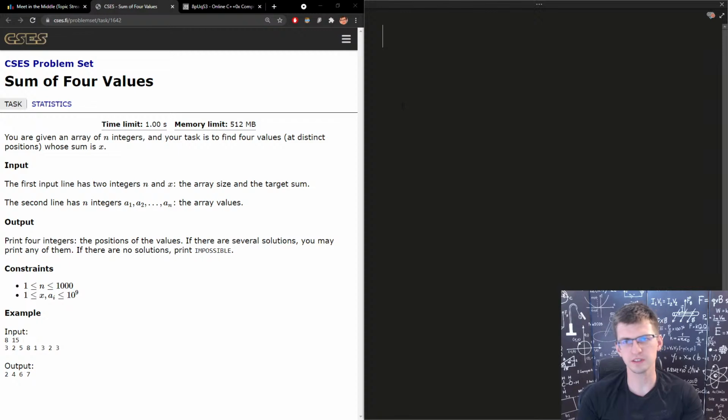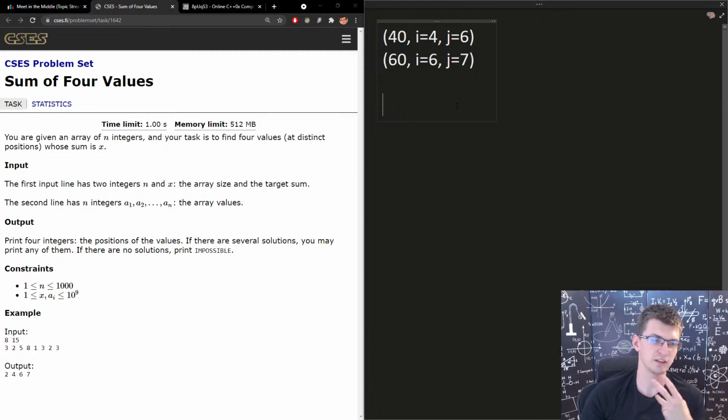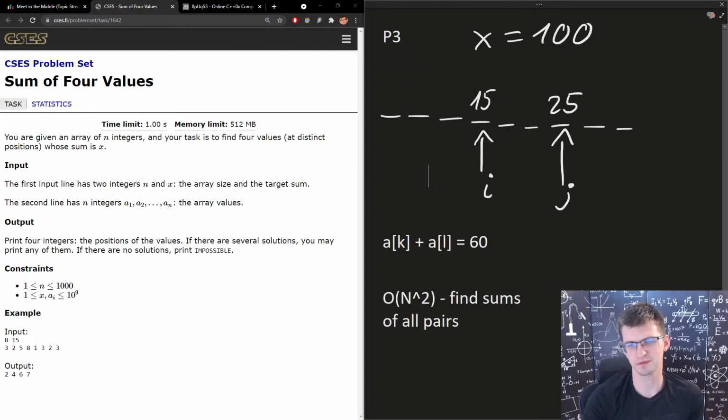So for example, in this list, we might see that we can get 40 using index i equal to 4 and j equal to 6. Also, maybe we can get 60 using index i equal to 6 and j equal to 7. Those two cannot be combined, and that's very annoying, because if not for checking whether the indices are the same, then it is enough. This is a two-sum problem. We need to find a pair of values summing up to 100. So instead of doing that, there is a better approach.